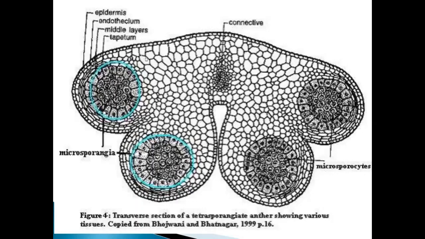Okay, and the fourth one is the tapetum. The tapetum is the innermost layer of the anther wall, beneath these layers. It surrounds the microsporogenous tissue. So these tapetal cells are useful in the nutrition of the microspores.